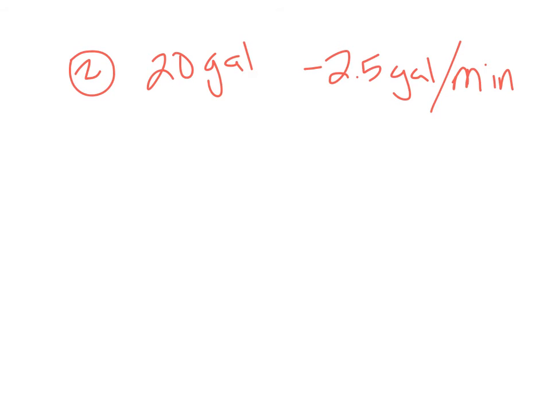The number G of gallons remaining, so that's the output number, is a function of the number of minutes. So we're losing 2.5 gallons per minute. Graph the function. Is the domain discrete or continuous?